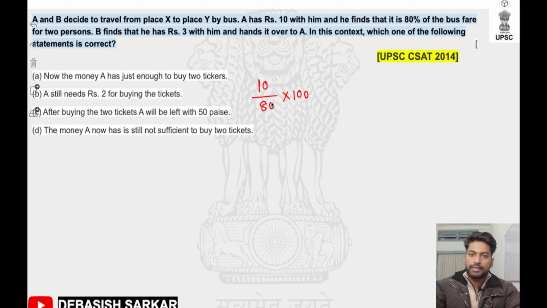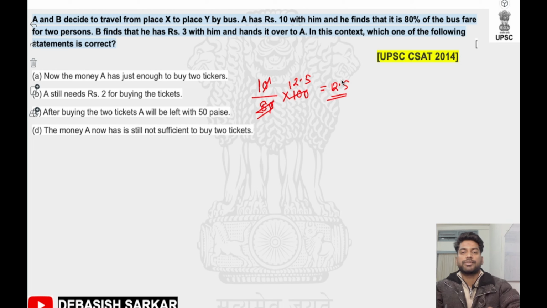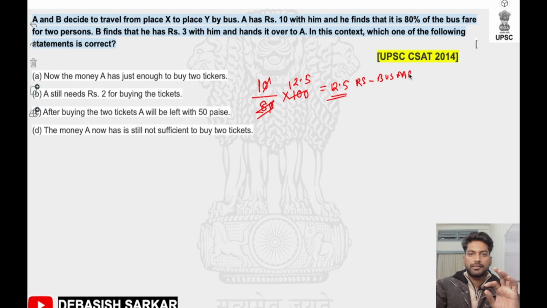So 100% will be denoting what? I guess 12.5. Cancelling 0 and 0, 8 cuts into 8 and 10, and 100 it will be 12.5. So 12.5 into 1, that is 12.5. Got it? So the bus fare for 2 persons is 12.5 rupees. This is your bus fare.